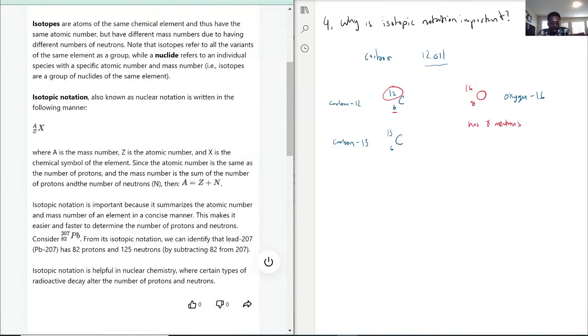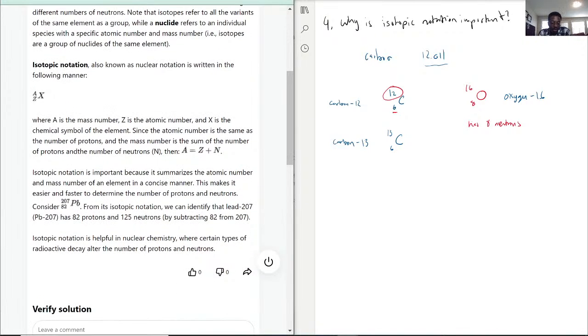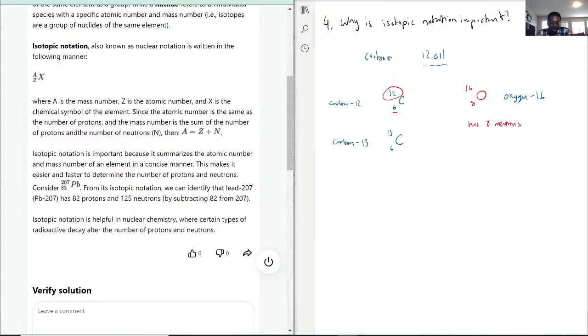And they give you an example of lead. You see the difference between the amount of protons and the total amount. In this case, there are exactly 125 neutrons. So that's pretty much what it's saying. How you break it down, you always want to subtract the subscript from the superscript to find out how many neutrons you have. Okay, exactly.